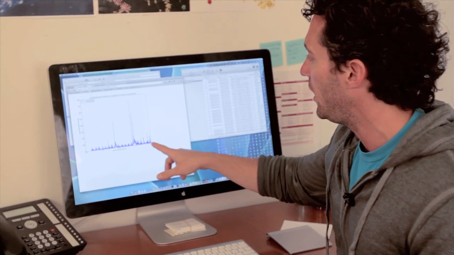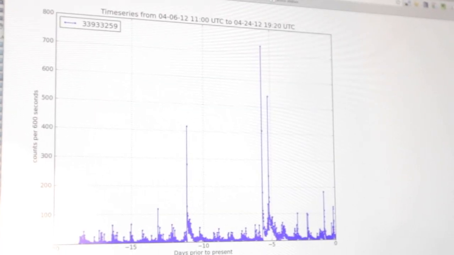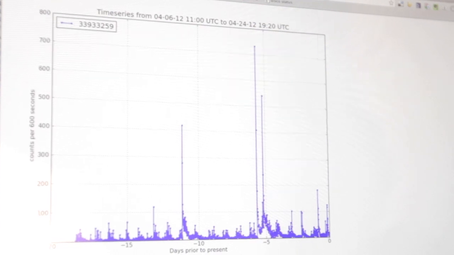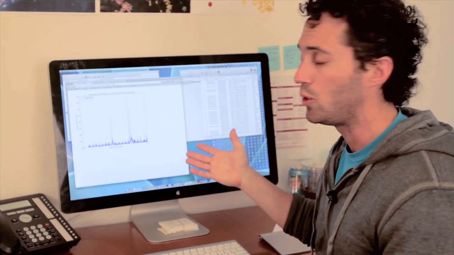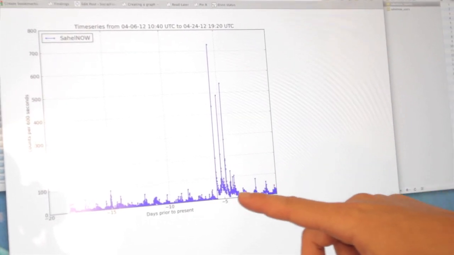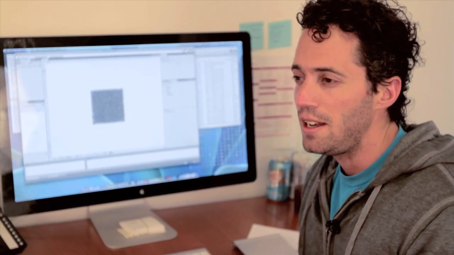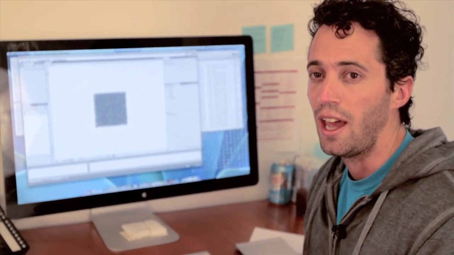Right, this is today. This is 3 weeks ago. We see these sort of large spikes. These are just mentions of the UNICEF profile on Twitter. It goes up to more than 700 tweets per 10 minutes, right? 70 tweets per minute.